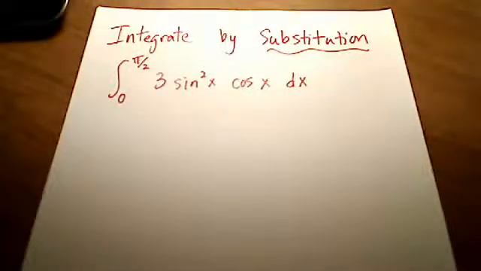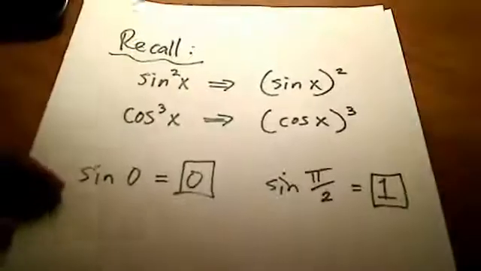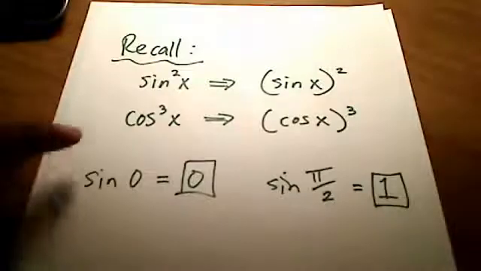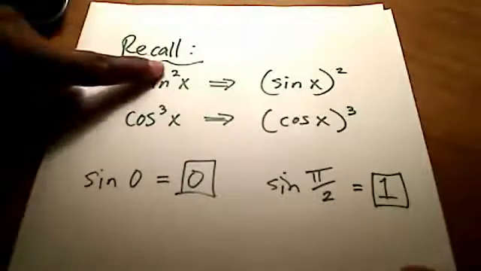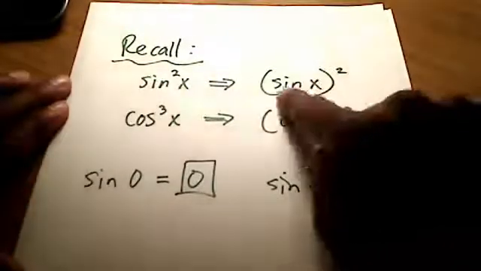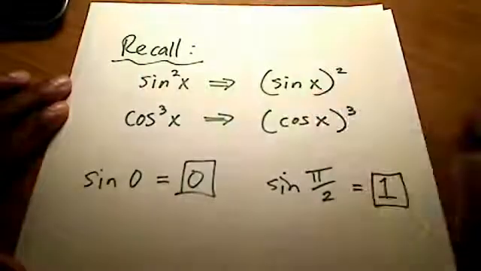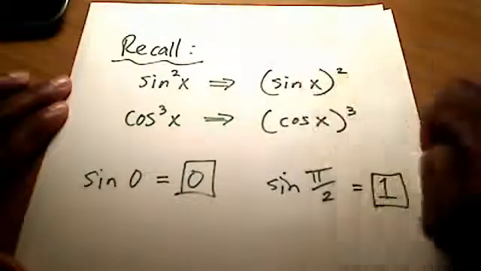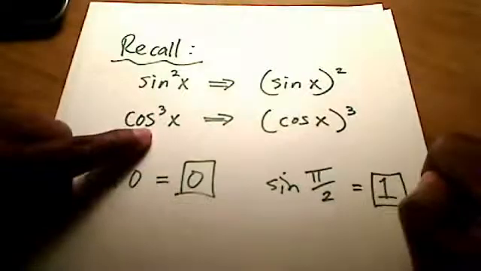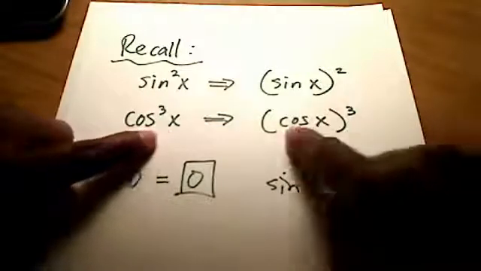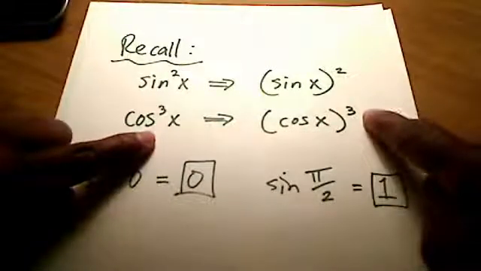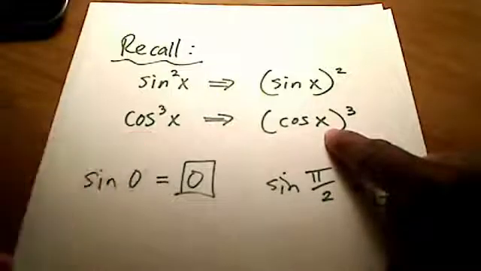A couple of things I want to recall that you should know going into this problem here. First of all, whenever you see this notation sine squared x, it really means the quantity sine x being squared. It means sine x times sine x. Or for example, if you saw cosine cubed x, it really just means cosine x raised to the third power. So cosine x times itself 3 times.